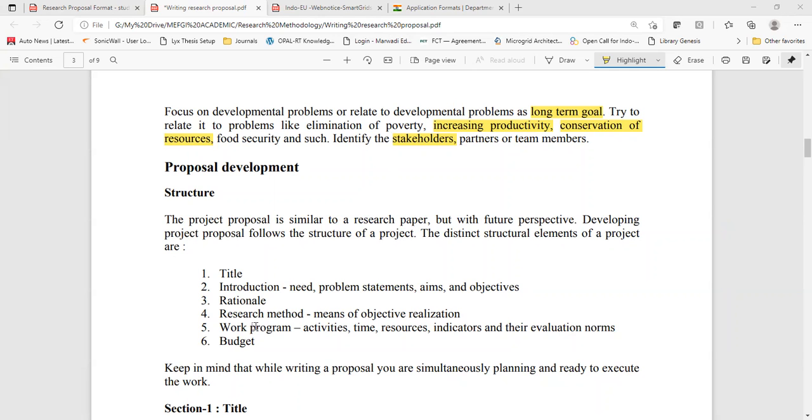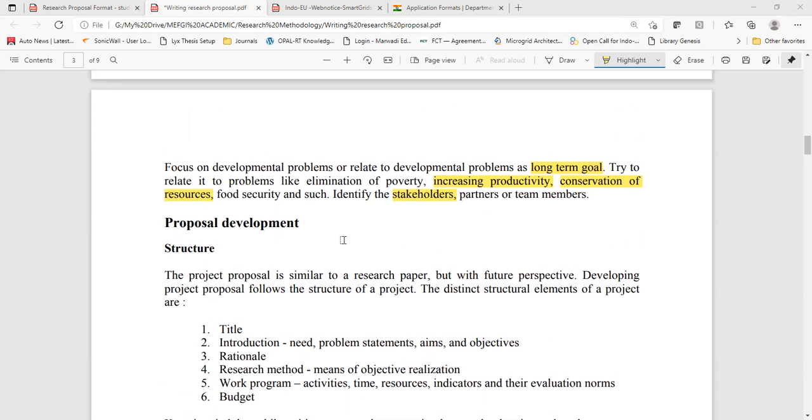Then students, research scholars, they will also be stakeholders. For example, if I give you an example related to a university, in a university there are many stakeholders. Okay, one is the people who fund. So the source of fund, they are important stakeholders.